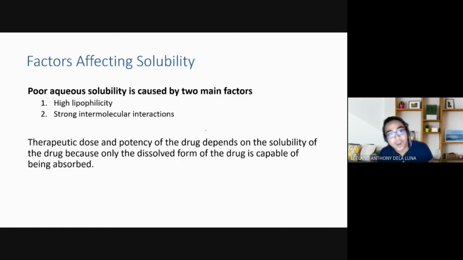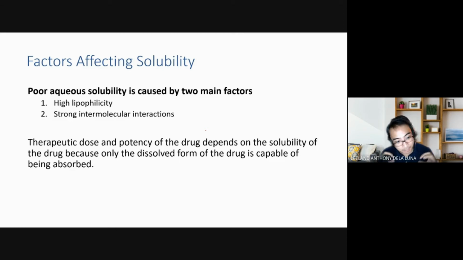Now, what affects the poor aqueous solubility of certain solutes? There are two main factors, class, that can affect its aqueous solubility. One would be lipophilicity. Lipophilicity, class, ibig sabihin yung kanyang nature is basically lipophilic. Saan siya natutunaw? Sa non-polar solvents. Hindi niya kayang matunaw sa polar solvents for one main reason, pwedeng mahaba yung kanyang aliphatic hydrocarbon chain. Okay, masyado siyang maraming carbon chains.